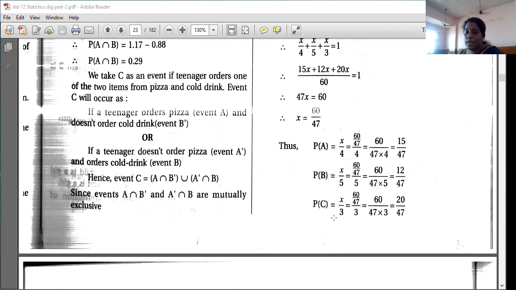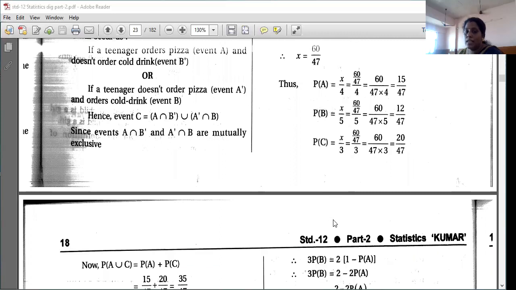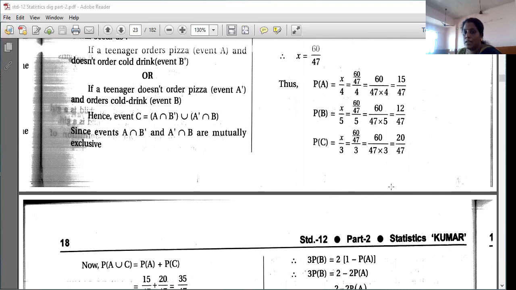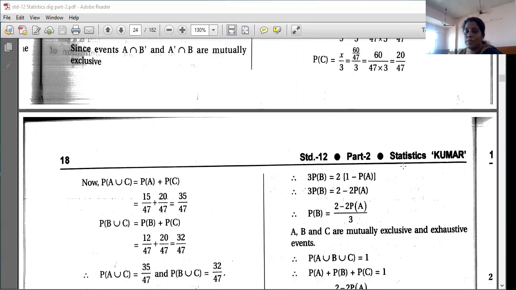And P of C is 60 upon 47 upon 3, that comes to 20 upon 47. Now you have the values of P of A, P of B and P of C. A is 15 upon 47, B is 12 upon 47 and C is 20 upon 47. Last, simply substitute the values in the given question. The question is to find P of A union C and B union C.